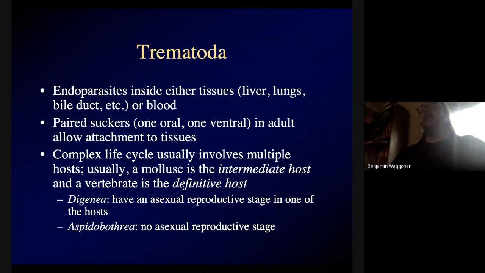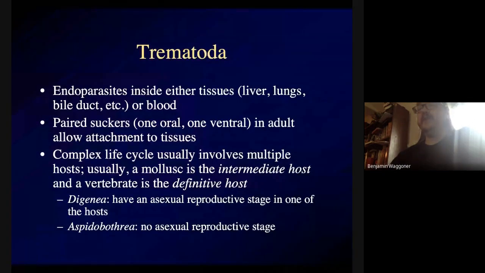There are paired suckers that allow attachment to tissues. There's one around the mouth, and then typically there's one on the ventral side. There's a few that don't, but by and large this works. The life cycle usually involves multiple hosts, switching between a mollusk and a vertebrate, although as we saw, the Aspidobothrians are kind of, well, whatever about that. They don't always have the elaborate life cycle.